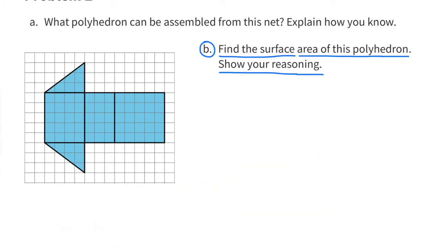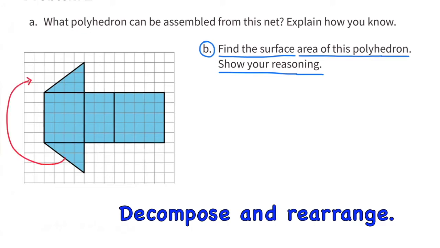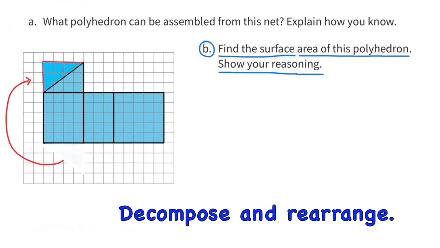Find the surface area of this polyhedron. Show your reasoning. To find the surface area of this polyhedron, I'm going to decompose and rearrange. Moving this triangle and joining it with the other triangle forms a rectangle. I'm identifying each of these shapes with their base times their height.